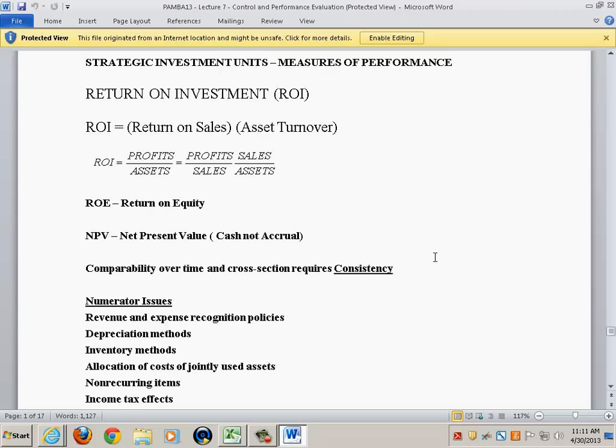And one of the oldest measurements, the origin of which goes back to the earlier parts of the 20th century, is the return on investment. And actually the return on investment, like most concepts in management accounting, is conceptually a fairly simple and straightforward concept.